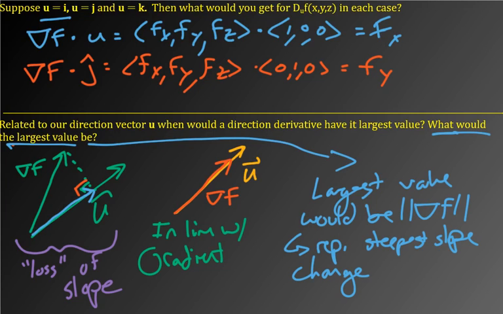And steepest slope change could be both positive and negative, right? It could be like steepest downhill or steepest uphill on some mountain, or it could be the most temperature change or the least temperature change, or the best way to increase money for a business or the worst way to increase or decrease your money for the business, right?